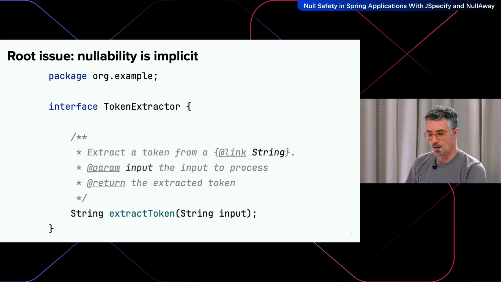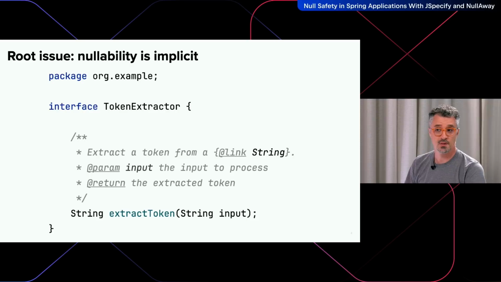So we want to understand what happened there. I think the root issue is that nullability is implicit in Java. It's explicit in Kotlin. We are going to see that a bit later, and I think that was one of the most impressive achievements done by Kotlin.